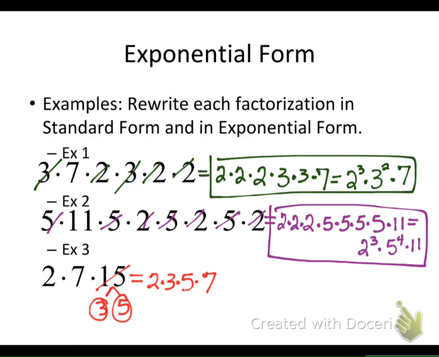Now, can I write this out in exponential form? Do I have any numbers that are repeated? No. So this is just going to be my final answer. I don't need to rewrite it as 2 to the first times 3 to the first times 5 to the first times 7 to the first. That's just a waste of time. So in this particular problem, I don't have any exponents. So I'm just going to have it written in standard form.